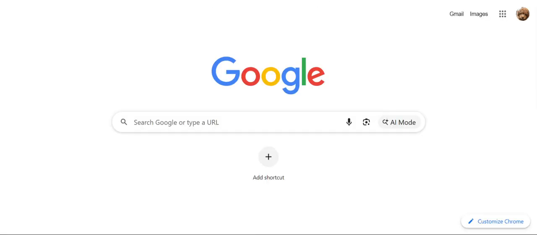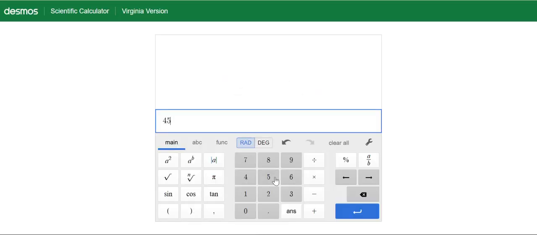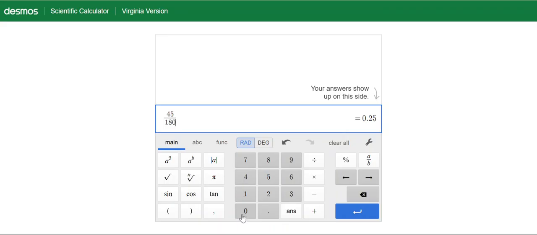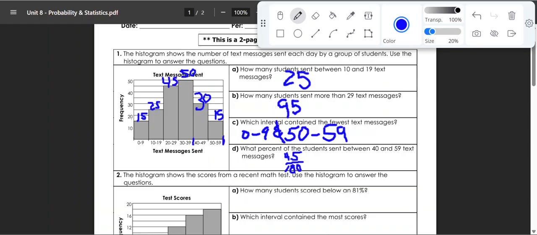So for that, we can use our calculator. So I'm going to go open my Desmos calculator, and I'm going to type in 45 out of 180. And I get 0.25. So that's a decimal. To change a decimal to a percent, we have to times it by 100 because a percent means per 100. Okay, so 0.25 as a percent would be 25%. So 25% of the students text between 40 and 59 text messages a day. So 25%. Okay, so that's how we kind of break down and look at histograms.